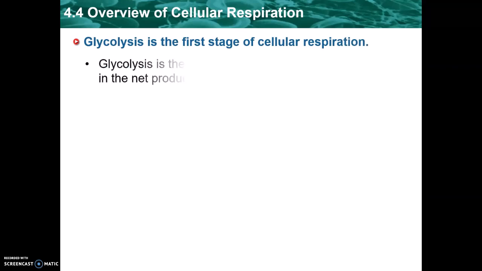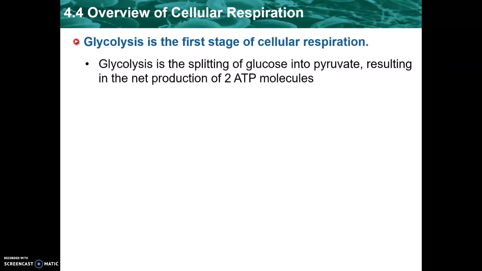So let's look at glycolysis, which is that first stage of cellular respiration. This involves the splitting of glucose into pyruvate. Pyruvate is also called pyruvic acid. If you're thinking of the POGL that we did in this unit, pyruvic acid and pyruvate are the same thing.